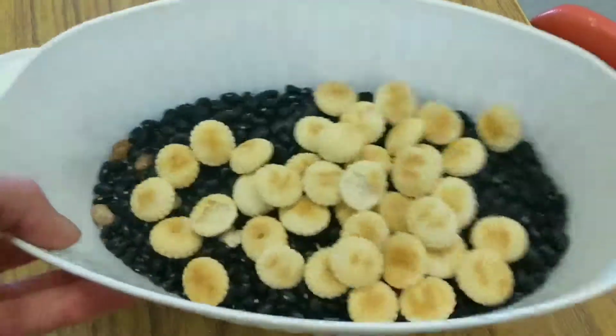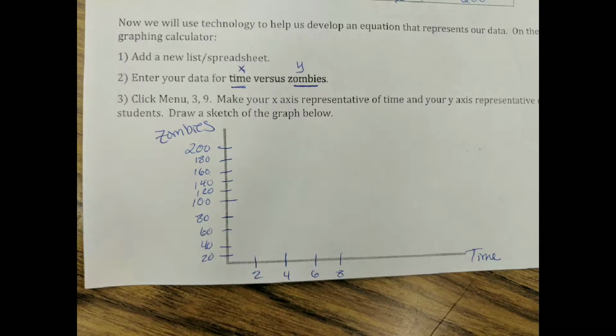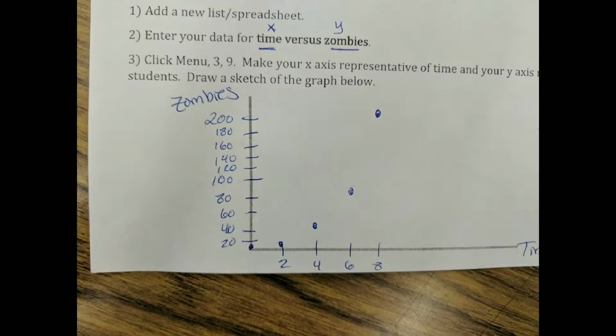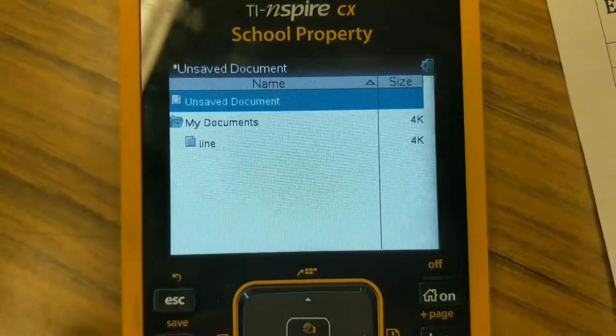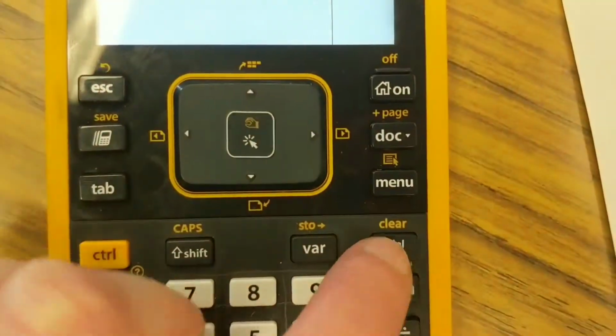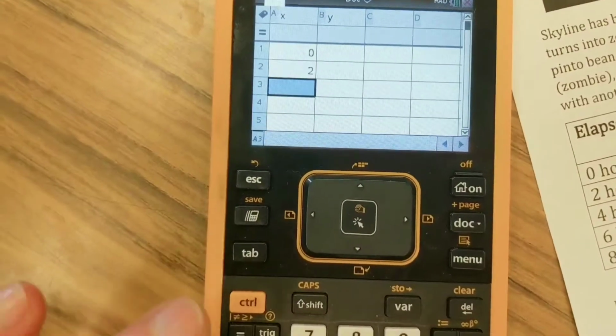Make sure to record your data, and then after that, go ahead and graph it following the instructions given on the worksheet. On the back side, we'll begin our regression, which means that we're going to try to write the equation. I always recommend clearing your calculator before doing any new tables. Otherwise, you may encounter some problems.